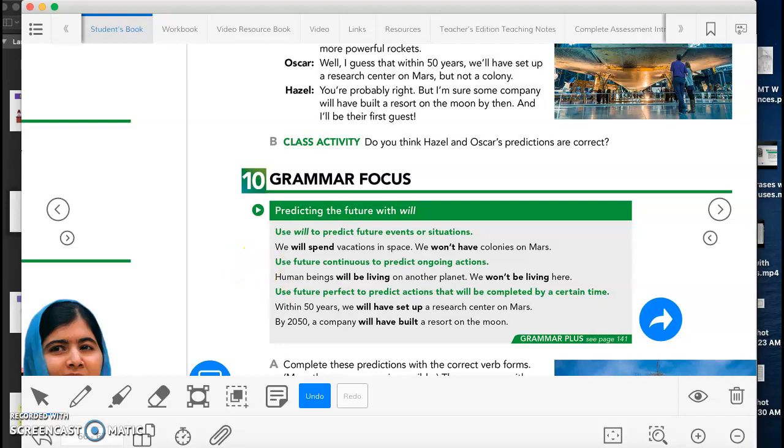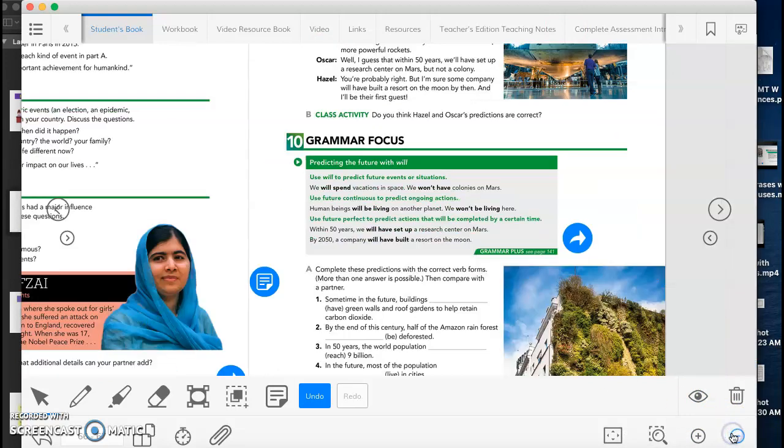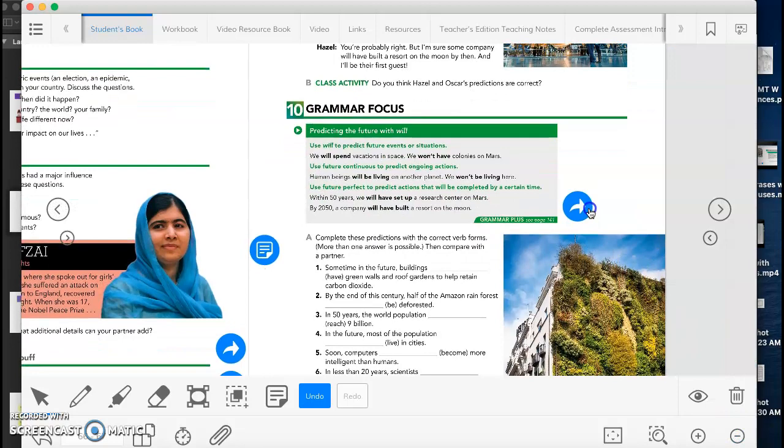Again, we are using future perfect: will, then have, and the past participle of the verb. Remember, past participle of build, built. Past participle of do, done. Go, gone. And so on. So basically this is what we have for Unit 10 for the second part.